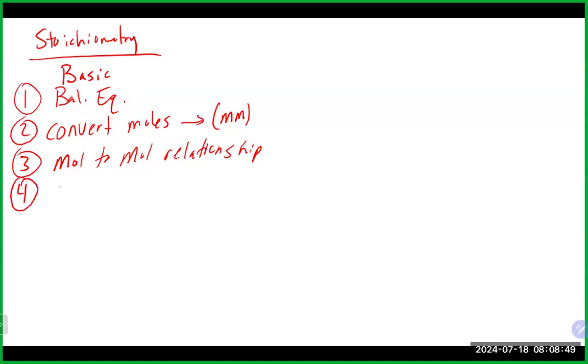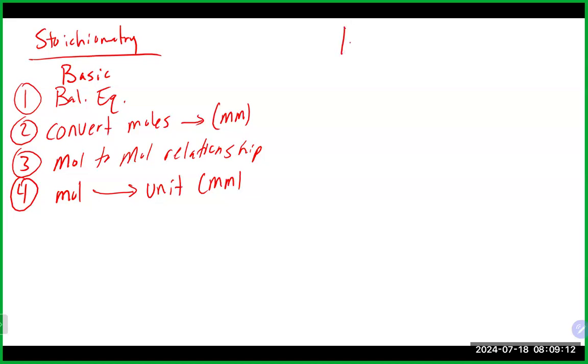Lastly, we want to take those moles, which you should be in at that point, into some other unit. Again, molar mass on the back end is a very common ending, to take the moles back to grams using the molar mass. So these are the four basic steps for a basic stoichiometry problem. Like I said, you pretty much just have one piece of information given to you.